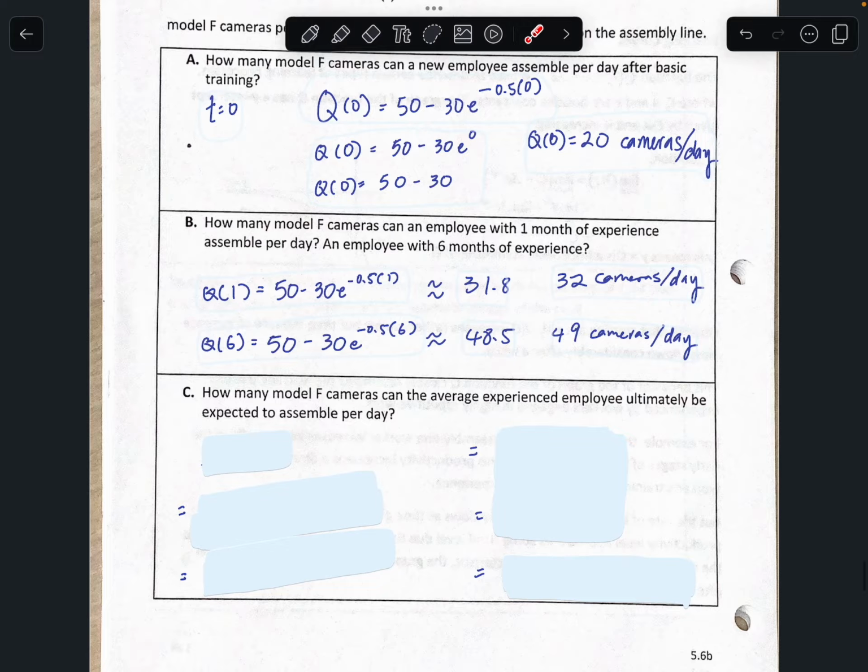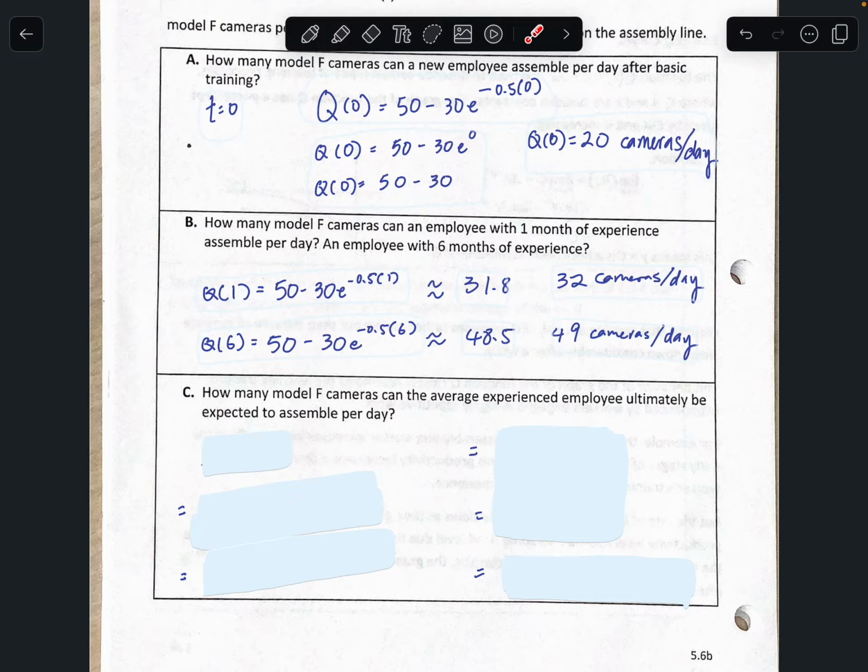Part C, how many Model F cameras can the average experienced employee ultimately expect to assemble per day? This is saying, as time goes on, if you're getting really, really good, what's that cap? When you're working as efficiently as you can, there has to be a cap. You can't make an infinite amount of cameras per day. It's not a constant rate. And this is why we talk about learning curves. There has to be a peak, a plateau.